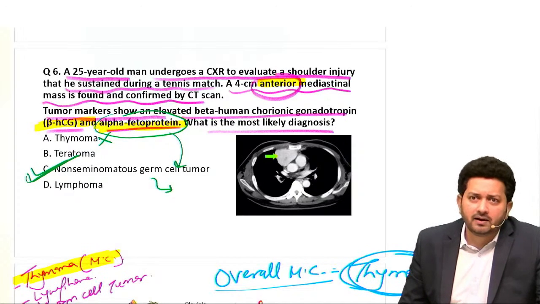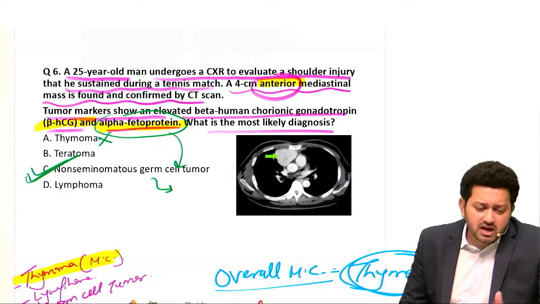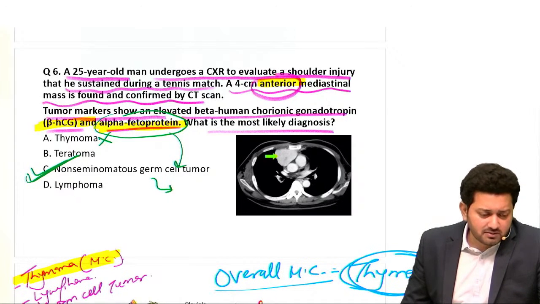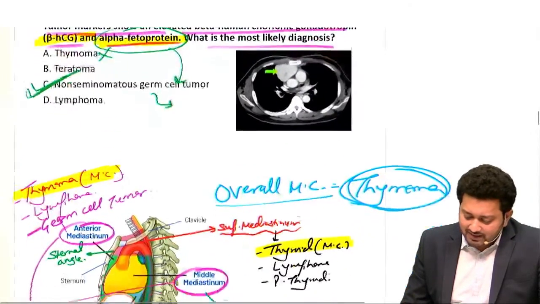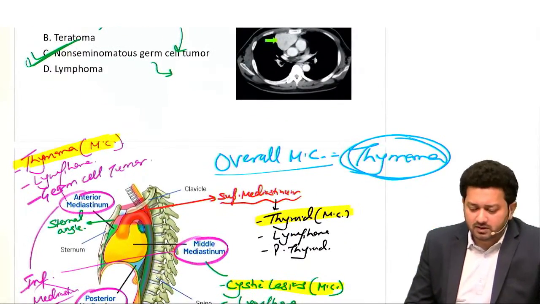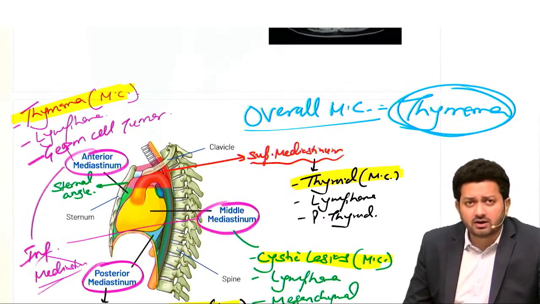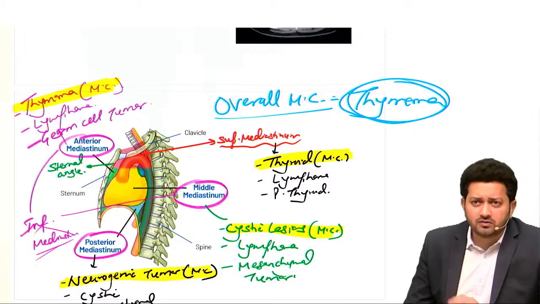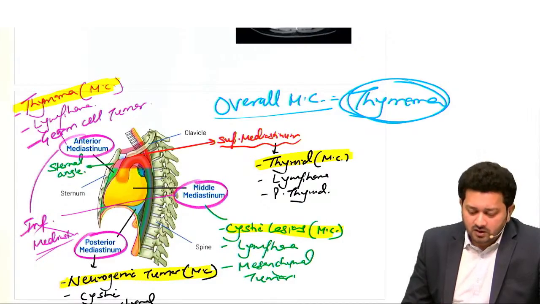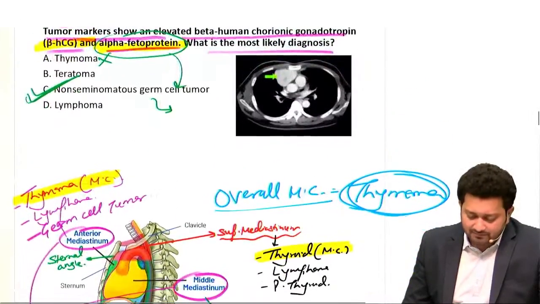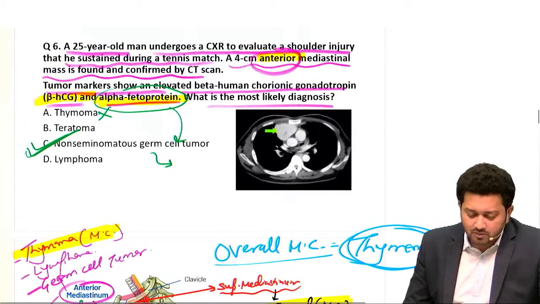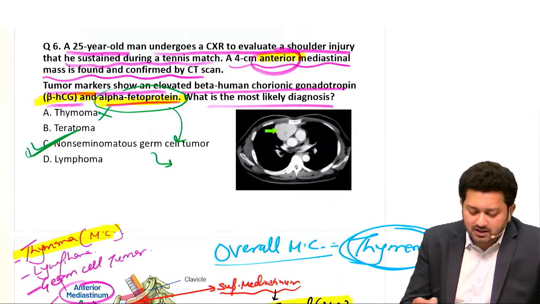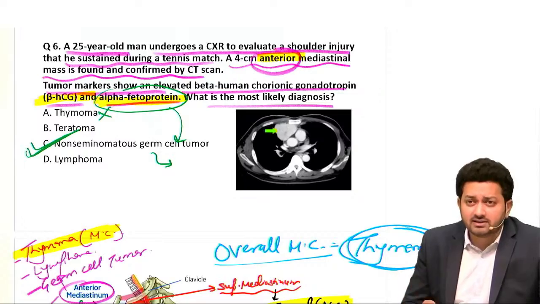Neurogenic tumor, Revati, can be neuroblastoma, schwannoma, neurofibroma, even pheochromocytoma can also be seen. Revati, you are correct. No, most common is thyroid, retrosternal goiter, mediastinal goiter. Lymphoma is also very common, but thyroid overall is more common. So that's why the answer is C. I know most of you marked thymoma, but just think why beta HCG and alpha fetoprotein would be raised in a thymoma.